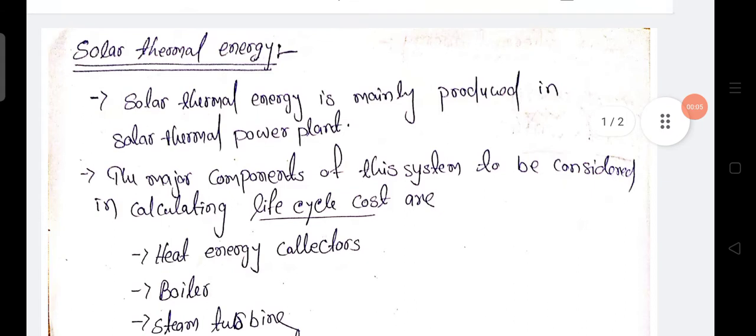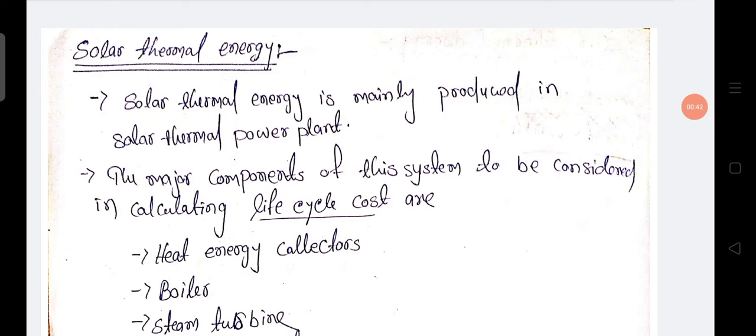In today's class, we are going to discuss solar thermal energy. In previous classes, we have already seen what is meant by life cycle cost, then annual life cycle cost, then present worth. Now in today's class we are calculating these parameters, that is life cycle cost, annual life cycle cost, and present worth for solar thermal energy.